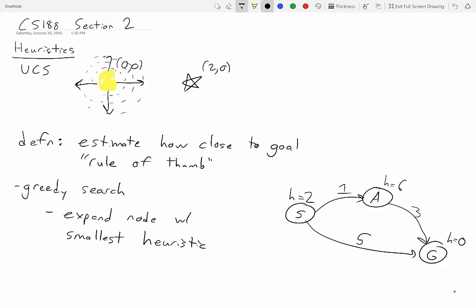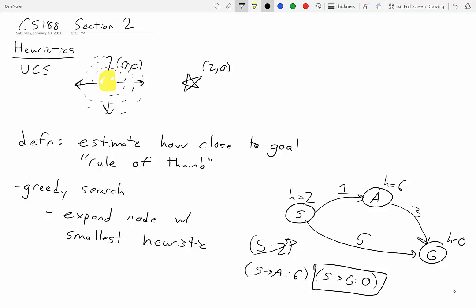With greedy search, it doesn't even care about these edge costs. It doesn't care about the 5 or the 1 or the 3. All it's going to be looking at is the 2 and the 6 and the 0, which are the h values. So for example, if I do greedy search on this graph, I start out with S, and I cross it off, and then I add its children, S to A, and I only look at the heuristic of A, which is 6, and I look at S to G, and since G only has a heuristic of 0, and 0 is smaller, I pop it off and it passes my goal test.